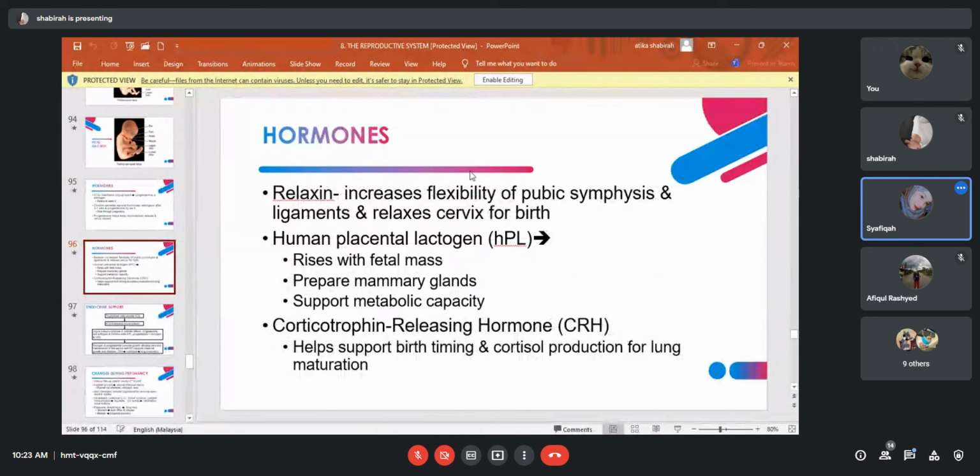Okay, next. Relaxin increases flexibility of pubic symphysis and ligaments and relaxes cervix for birth. And human placental lactogen, HPL, it will help to rise with fetal mass, prepare mammary glands, and support metabolic capacity. For corticotrophin releasing hormone, CRH, it will support lung maturation.